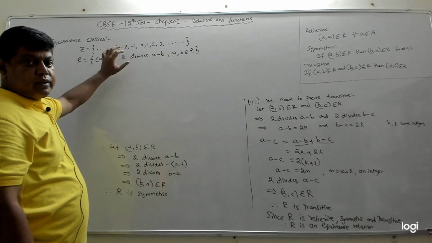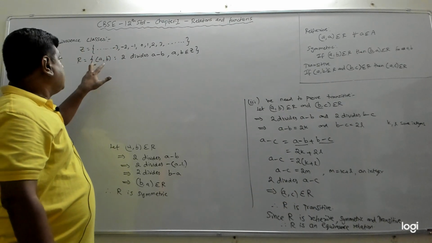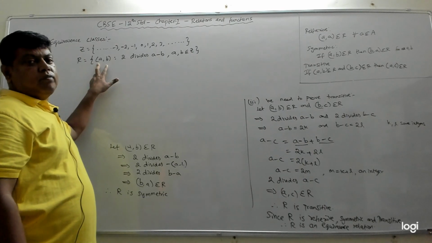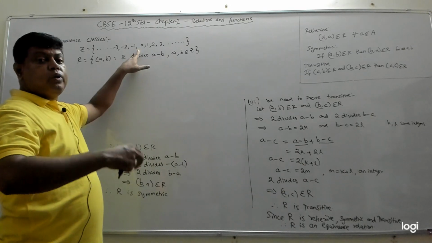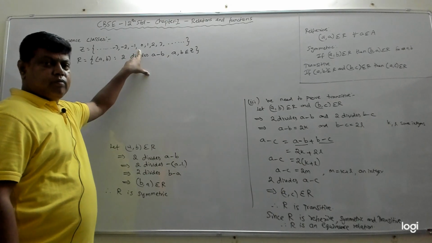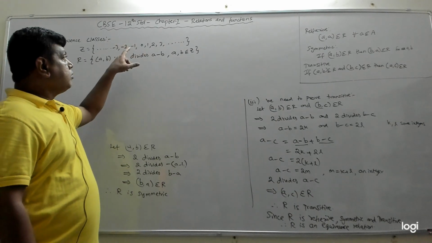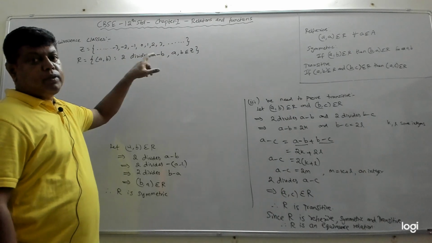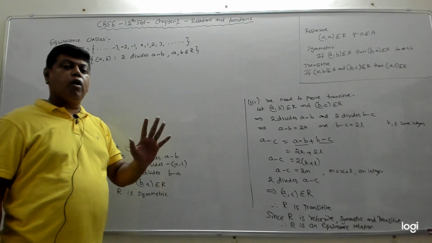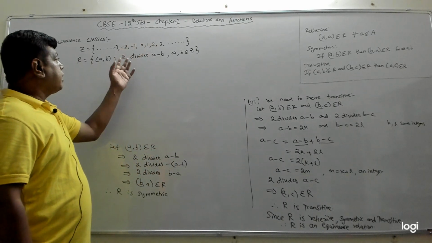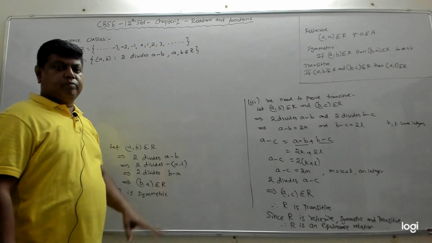So any element that is present in R, either both will be odd or both will be even, which means every even number in Z is related to every other even number. So (0, 2) will be in this set, (0, 4) will be in this set, (0, 6) will be in this set, (2, 2) will be in this set, (2, 4) will be in this set. Both elements a and b should be both even or both odd. Even (1, 3) will be there, (1, 5) will be in this set. So this set will be like that.